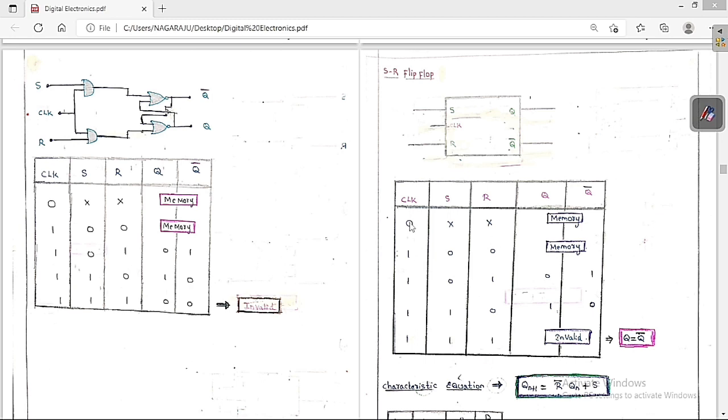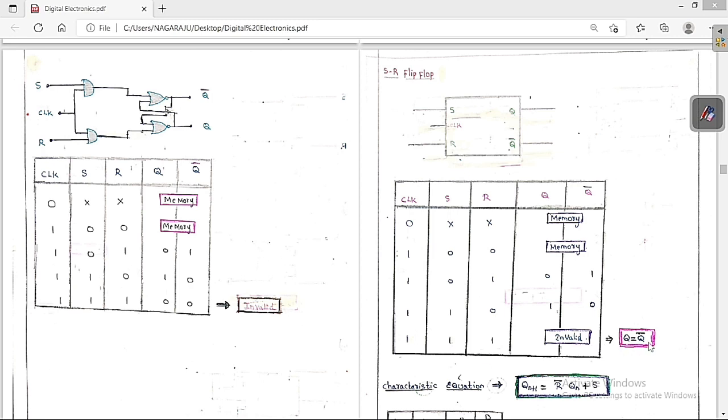Whenever the clock is equal to 0, with respect to S and R, you are always going to get the memory. Whenever the clock is equal to 1 and S is equal to 0, R is equal to 0, you are always going to get the memory. In all these other cases, clock is equal to 1. So for 0 1, we are going to get 0 1. For 1 0, you are going to get 1 0. For 1 1, you are going to get the invalid state. Invalid state means Q is equal to Q bar.